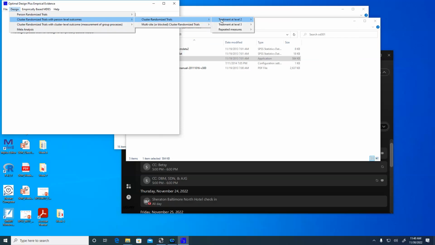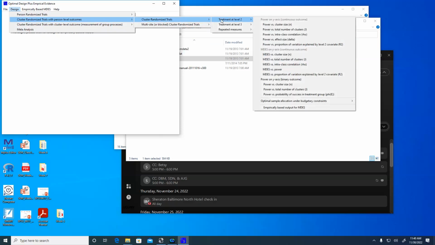Okay, treatment at level 2. And now I have some more options. First, forget about the bottom 2 options. We're not doing anything with those. All of these options are really about what you want to see on the x-axis and what you want to see on the y-axis.